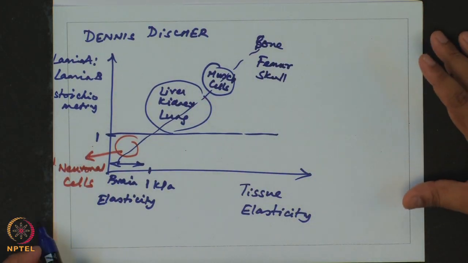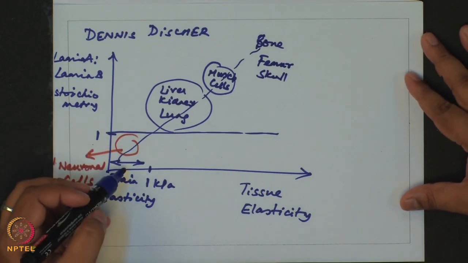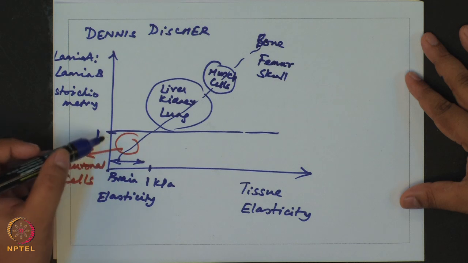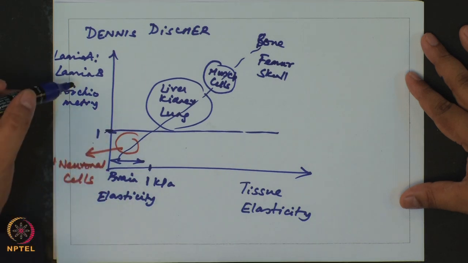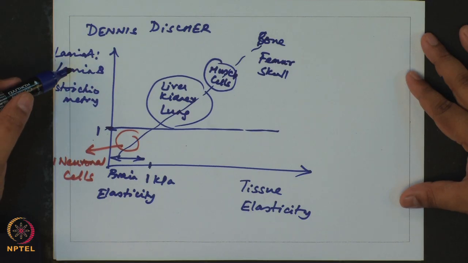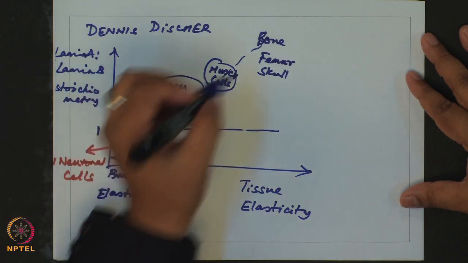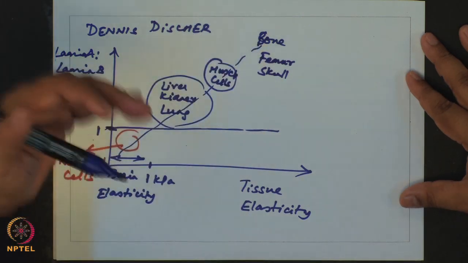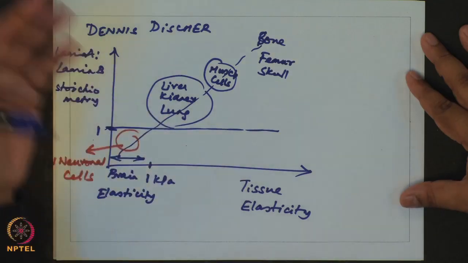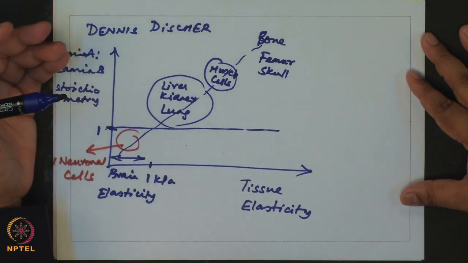So, in other words, in soft tissues your lamin A to B ratio is less than 1, which means lamin B is higher and the lamin A ratio is very low. While in stiff tissues this keeps on increasing. So, there is an increase in lamin A expression.